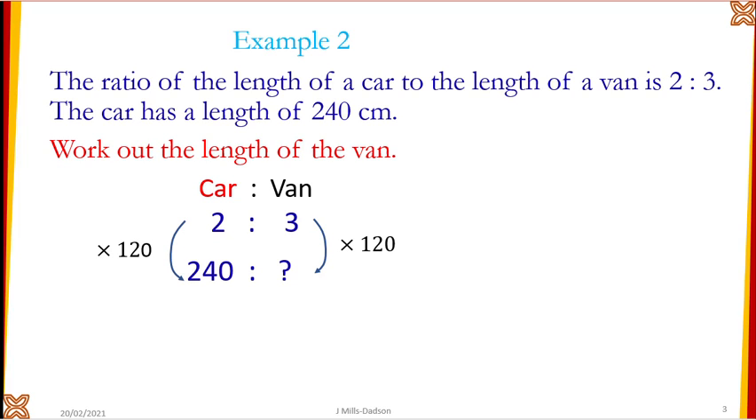Do the same. In case you cannot get the connection, remember, we times the numbers across, 240 times 3, then you divide the whole thing by 2. That will also give you the same thing. So 3 times 120, 360. So when you work this out, this will also give you the same thing. Now, let's look at example 3.